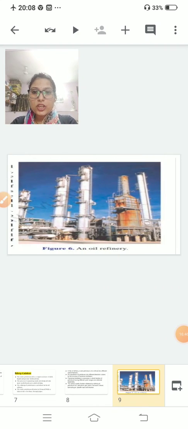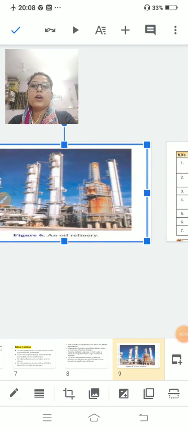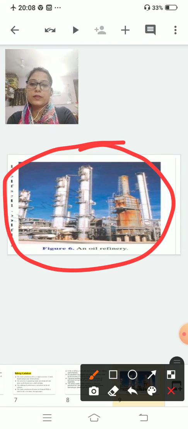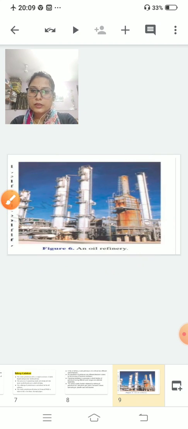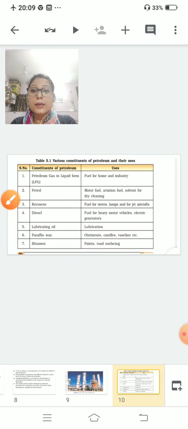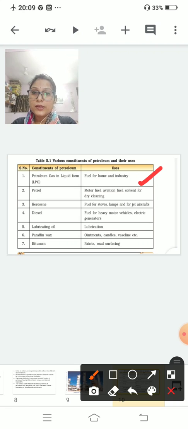Now, this is a picture of your oil refinery. See the pipes here, through which the crude oil goes. Now, I told you that petroleum contains different types of hydrocarbons. First is petroleum gas in liquid form. What are the uses of this petroleum gas in liquid form? It is used as a fuel for home and industry.